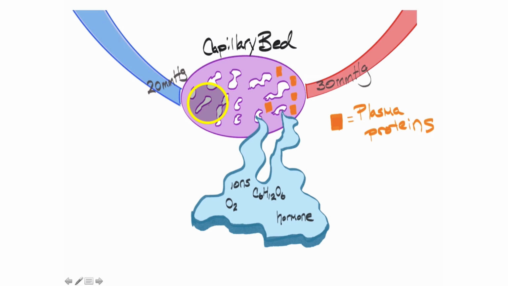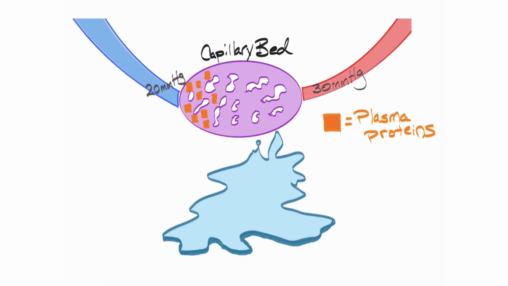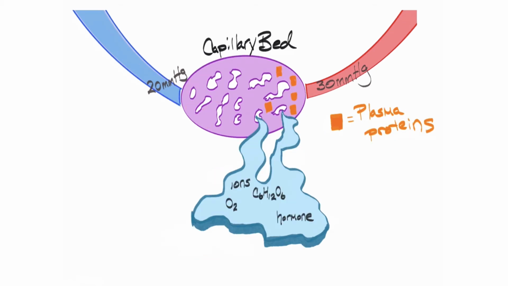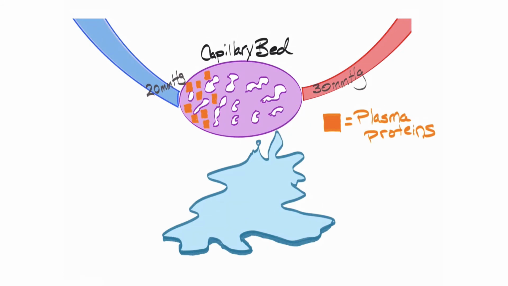Now I want to back up to this previous slide here. I'm not suggesting there are now more plasma proteins in the venous end of that capillary bed, but there is a higher concentration because we've lost the water. I just don't know how to draw a higher concentration other than put in place more plasma proteins. So what I'm trying to suggest right here is that there is a higher concentration of plasma proteins due to the loss of water from the arterial end of the capillary bed.